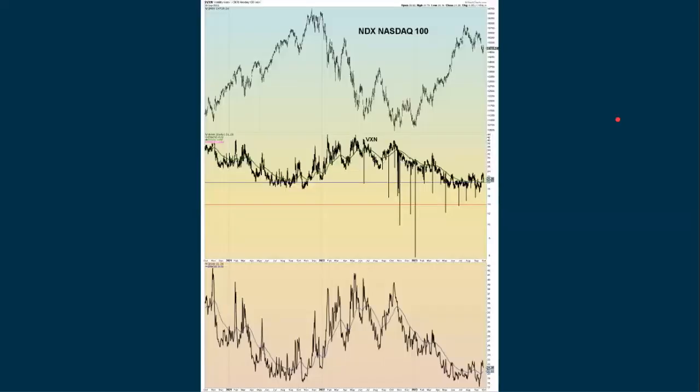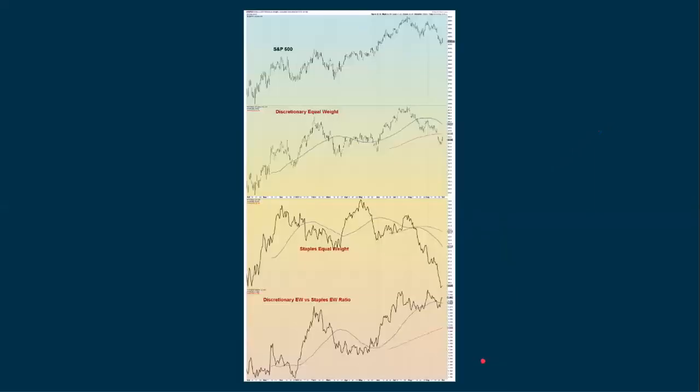Some broad market measures. This is the VIX of the NASDAQ 100. You can see it looks like icicles hanging off the roof here. I mainly look at the line chart, where we are seeing a bit of an increase in fear as the NASDAQ 100 has been under pressure. Then we take another study.